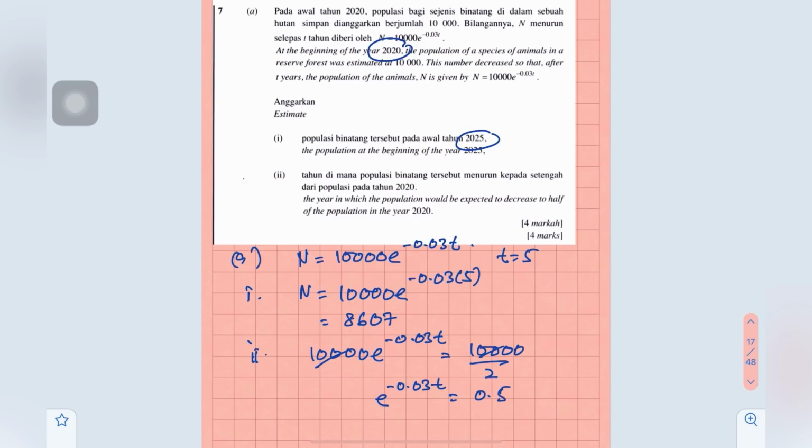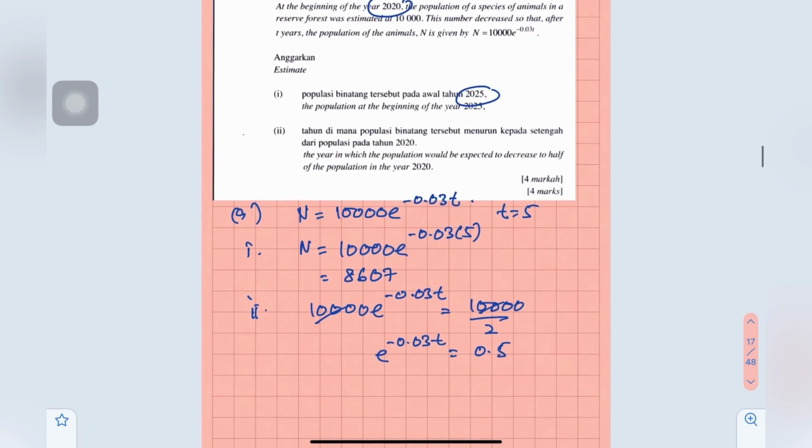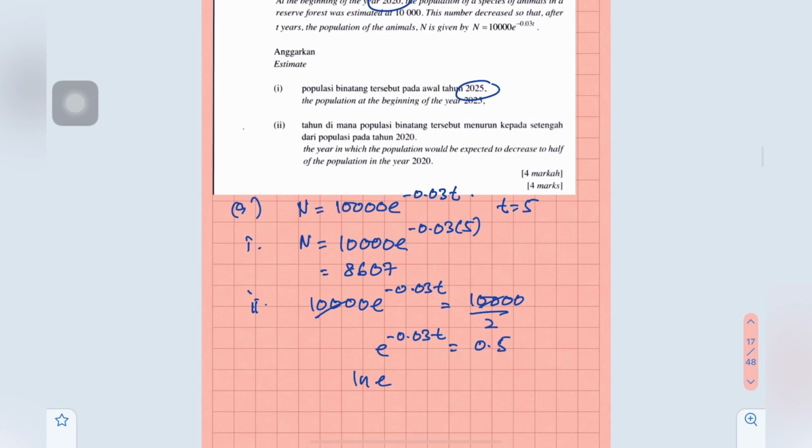Okay, so kita nak turunkan t, kita nak cari t kan. So kita nak turunkan t, kita ln kan both side. So ln kan become ln e power of negative 0.03t equals to ln 0.5. Okay, so barulah kita boleh turunkan negative 0.03t ln e equals to ln 0.5.